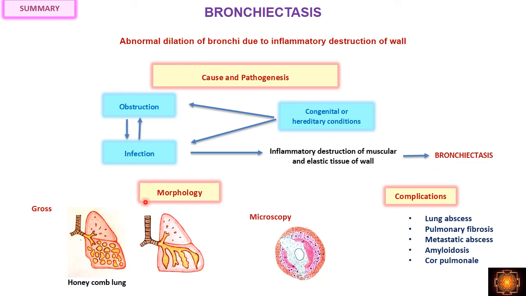Then you have to describe the morphology. The gross feature term is honeycomb lung. Then the subclassification as fusiform, cylindrical, varicose, and saccular. Then for microscopy you have to describe the epithelium ulcerated with squamous metaplasia, and a diffuse mixed inflammatory cell infiltrate in all the wall causing destruction of the muscle tissue and the elastic tissue. Then complications: we have lung abscess, fibrosis, metastatic abscess, amyloidosis, and cor pulmonale. So in a nutshell, when you're writing about bronchiectasis, you have to include all these things.